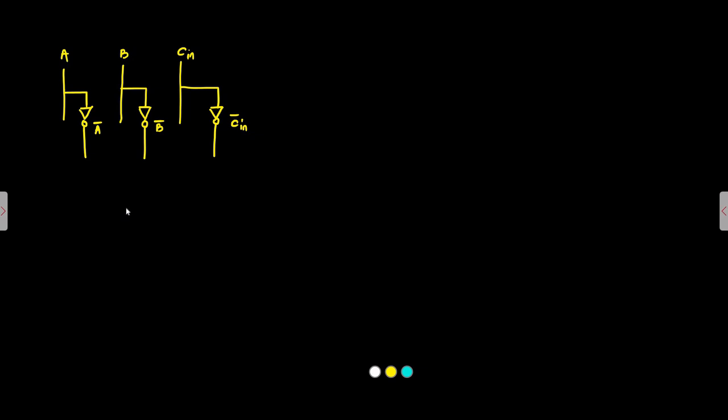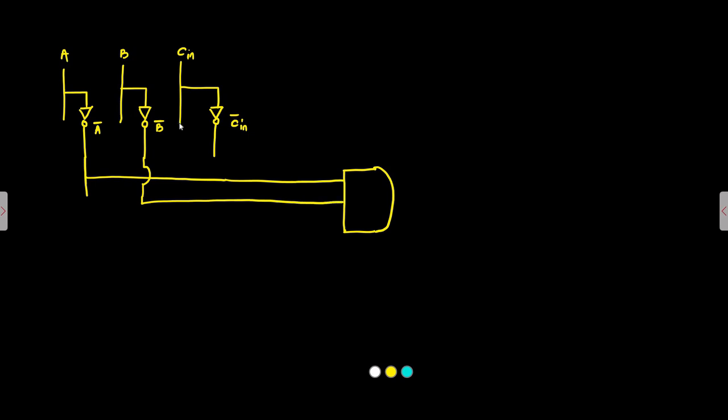So first let's take A bar, B bar, C in. First let us use a 3 input AND gate. So 2 input AND gates are inside it combined. So A bar, B bar, C in. A bar, then B bar, then C in. So we have this as A bar, B bar, C in.